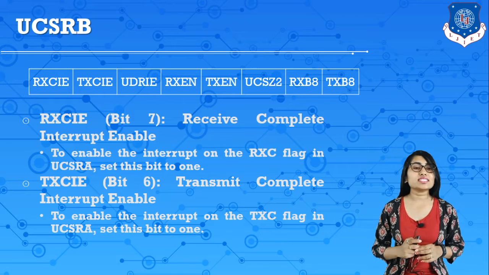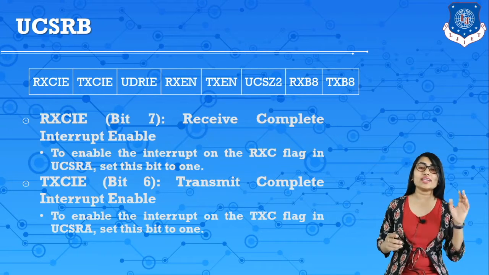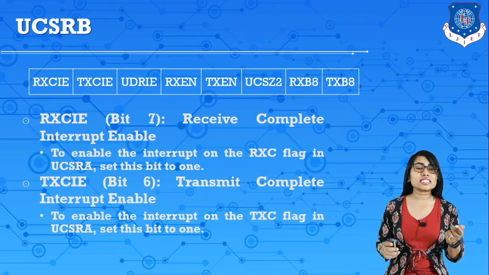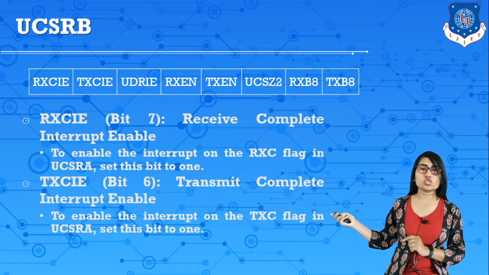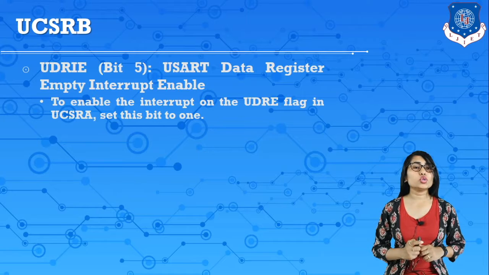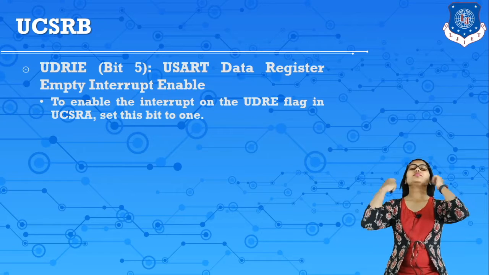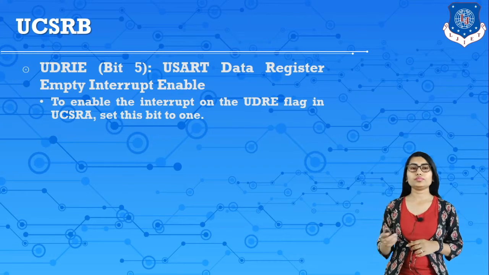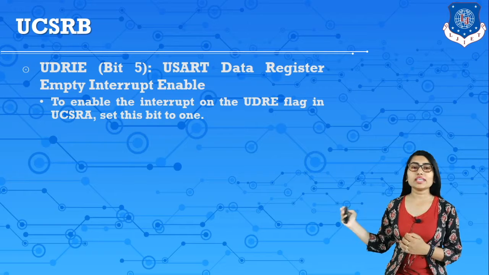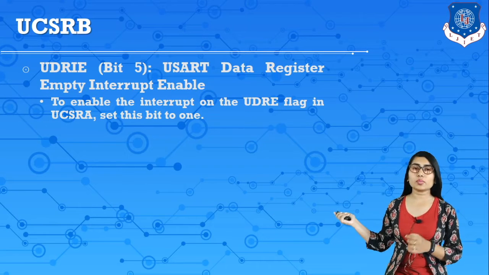Next is TXCIE, transmit complete interrupt enable. To enable the interrupt on the TXC flag in the UCSRA, set this bit to 1. Now next we have UDRIE, USART data register empty interrupt enable. To enable the interrupt on the UDRE flag in the UCSRA, set this bit to 1.